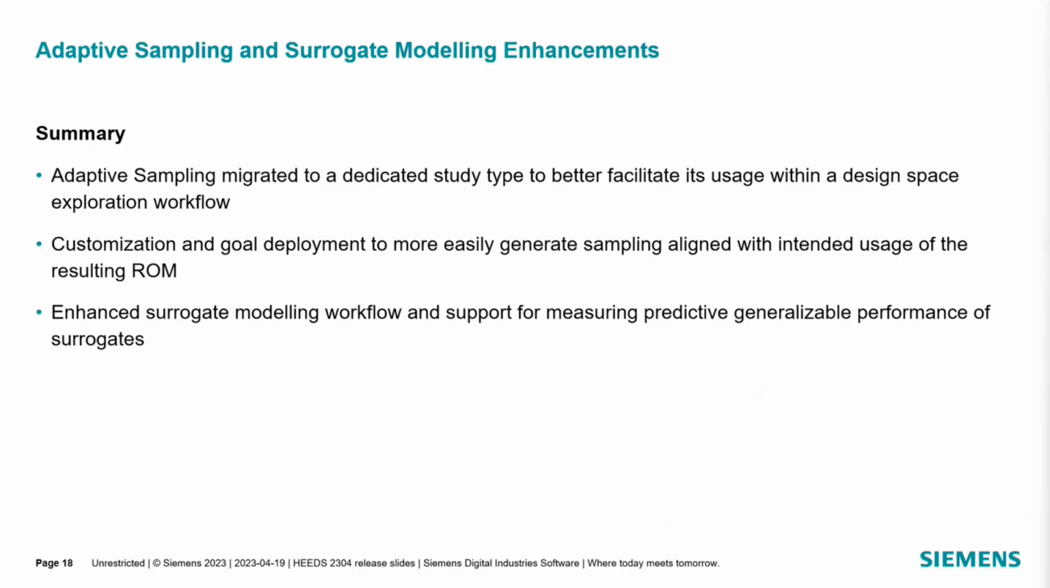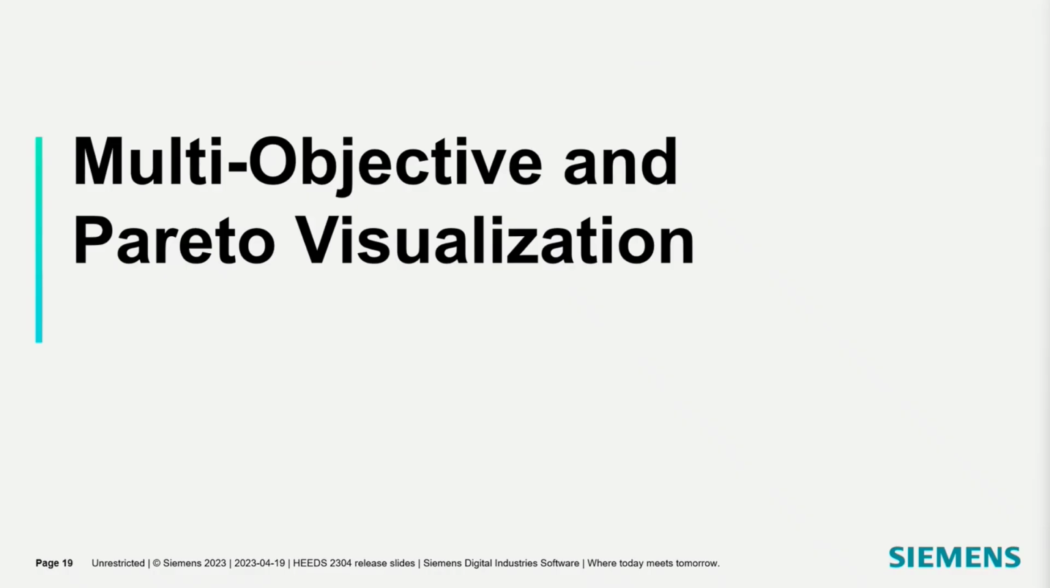So in summary, for adaptive sampling and surrogate modeling enhancements, adaptive sampling is now a dedicated study type, and customization and goal targeting essentially is now incorporated with that adaptive sampling workflow, so that users can focus more on the value that it offers, and also the surrogate modeling workflow enhancements that I've just spoken about.